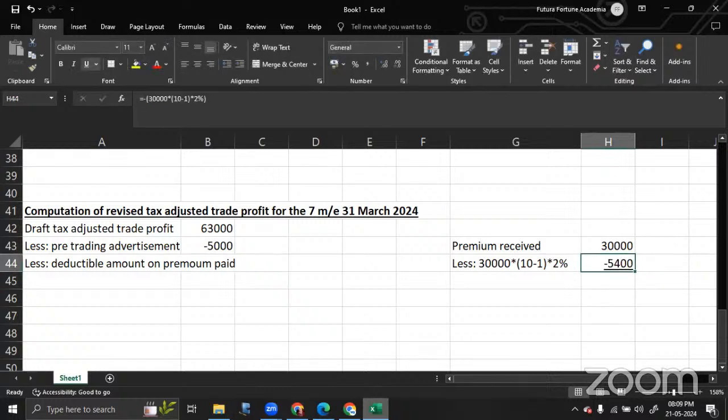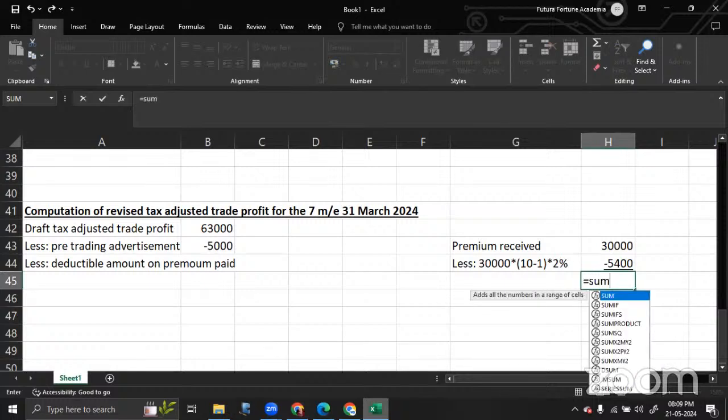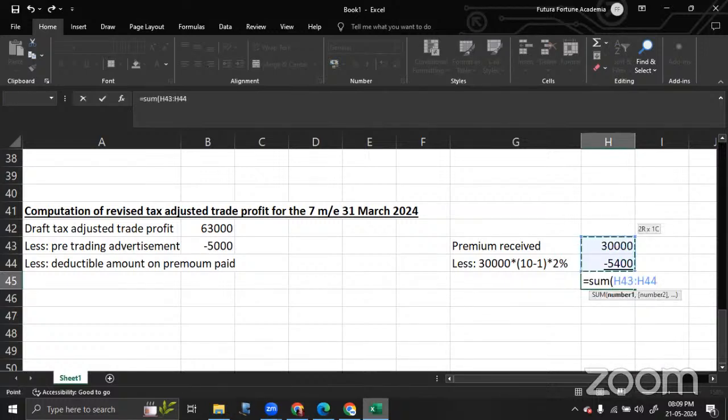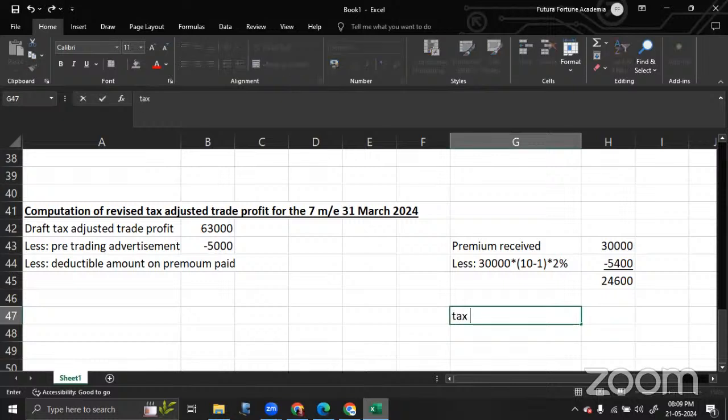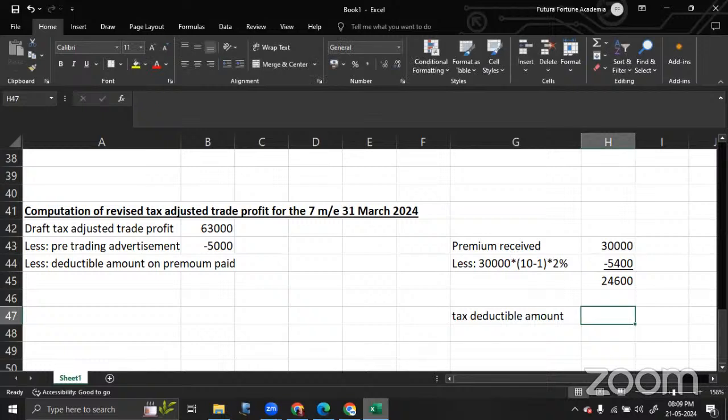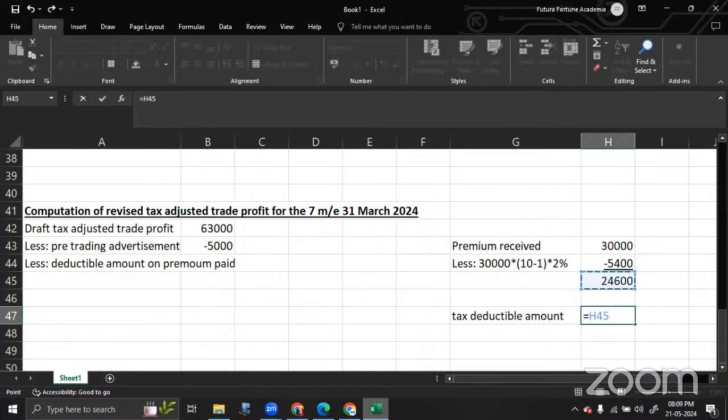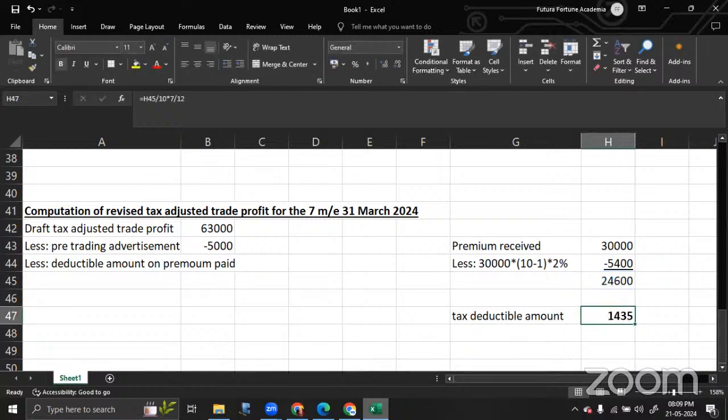So you will get your taxable amount for the landlord. And from this taxable amount, you will have to calculate the tax deductible amount, which is equal to 24,600 divided by, it is a 10-year lease, into 7 divided by 12. That is 1,435.